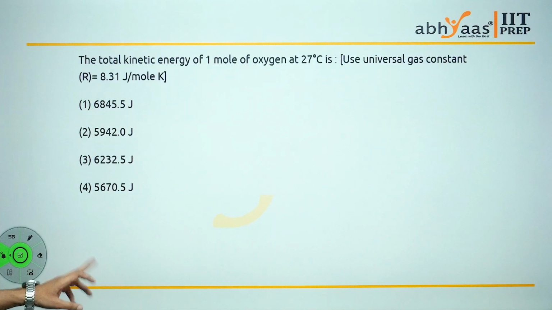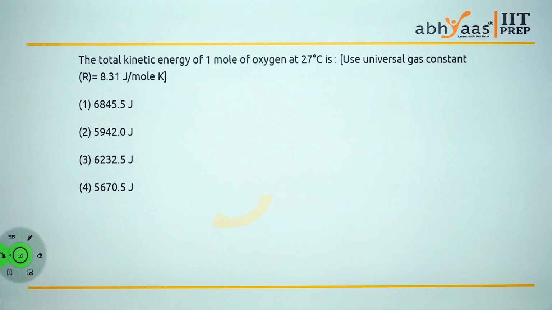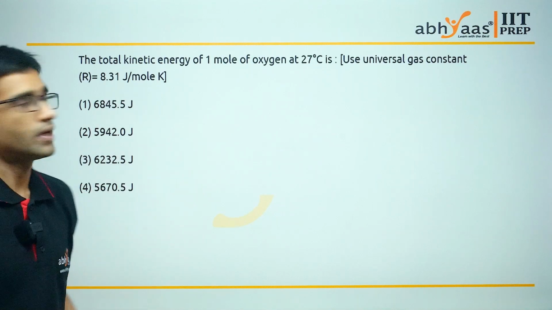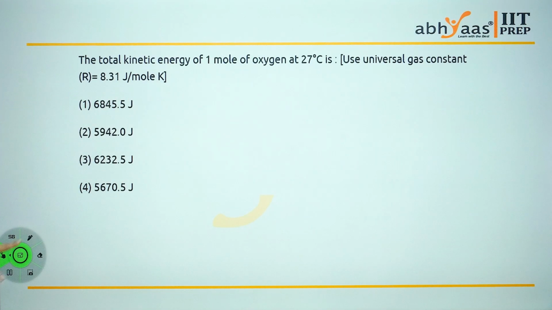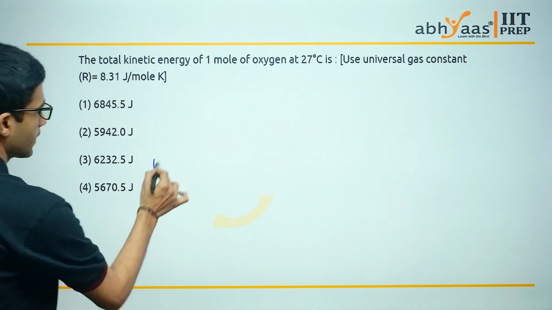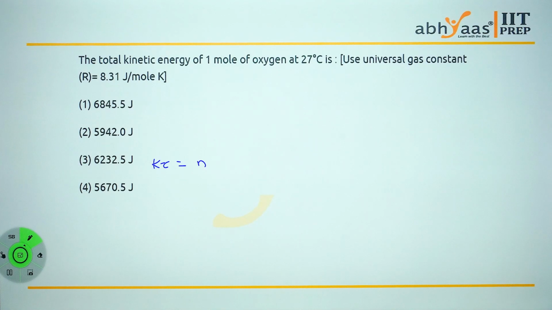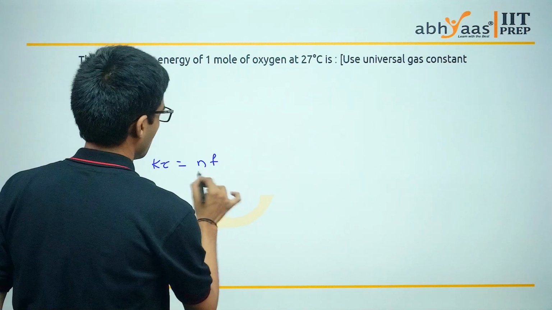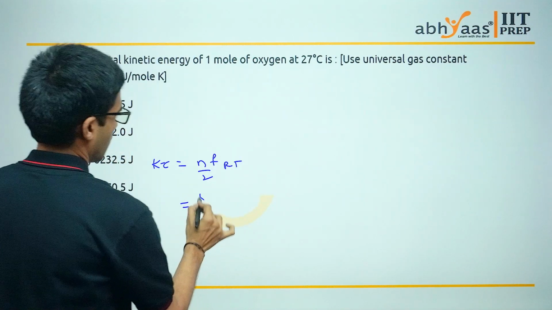Now going to the next question. Total kinetic energy. In the previous question, kB was given. But now moles are given, that is n, and R is given. So another formula for this one: kinetic energy is equal to nf/2 RT. What is the type of gas? Oxygen, diatomic. So diatomic means f is 5, giving 5/2.